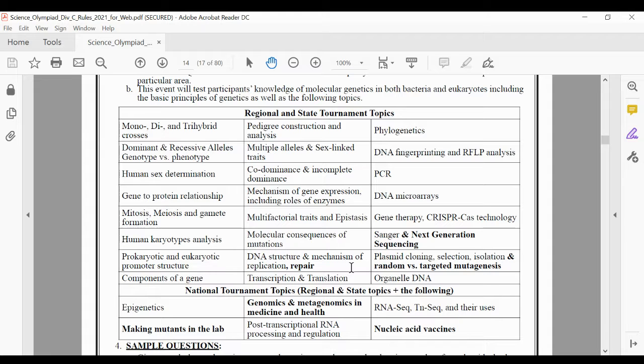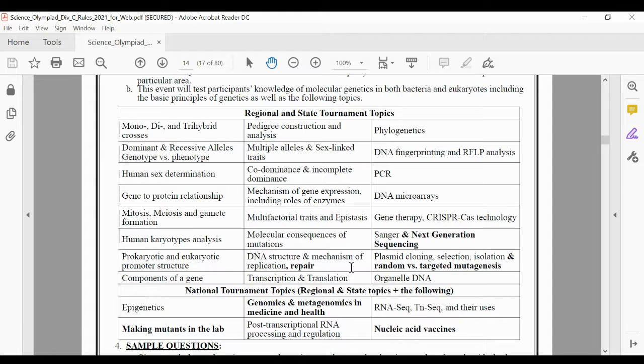And RFLP is restriction fragment length polymorphism. So you need to be able to identify how restriction enzymes work and how those restriction enzymes can help you do DNA fingerprinting. Polymerase chain reaction is a way to amplify small pieces of DNA. Make sure you know the steps of PCR and really the applications of PCR. So what is PCR used for?